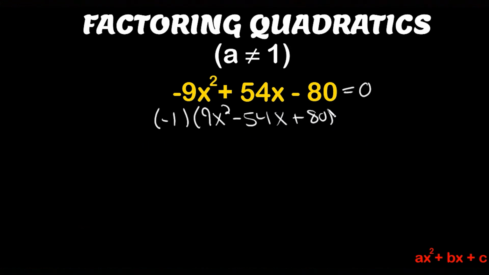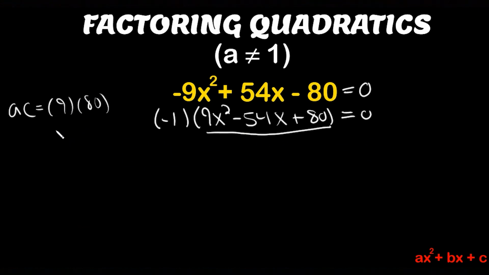So again, just like the other problem, that factor that we pulled out is just going to come along for the ride. So this -1, we're just going to include it in our final answer at the end. I'm really going to be looking at this part right here. That's what I want to factor, okay? So A times C, I get 9 times 80. When you do that, you should get 720.